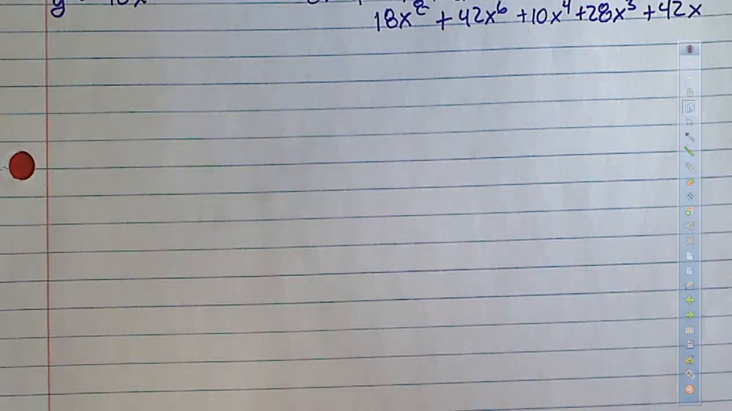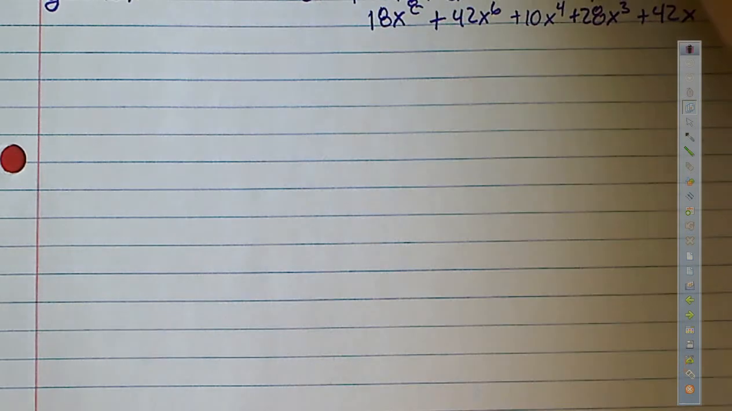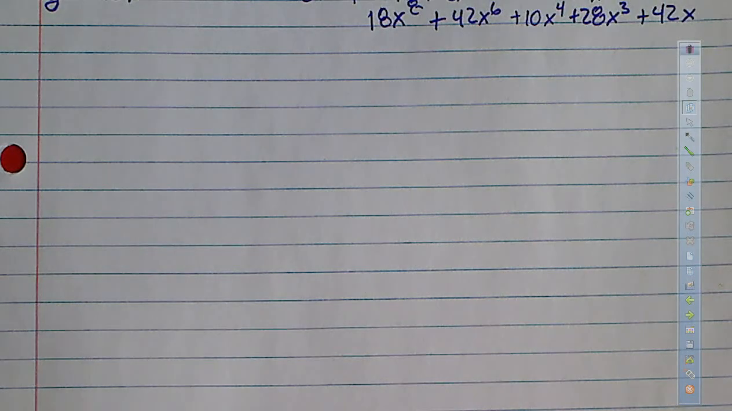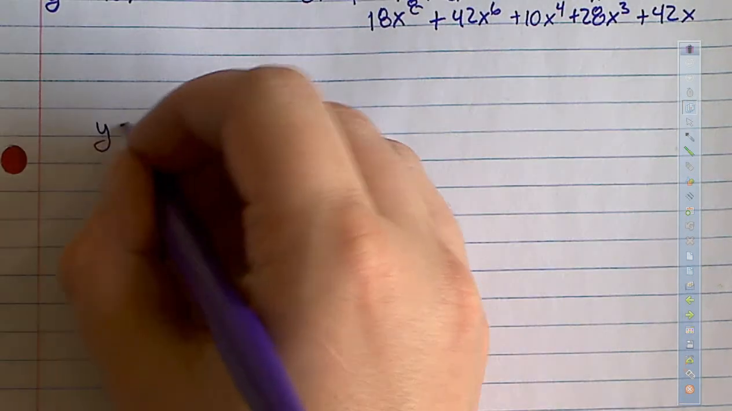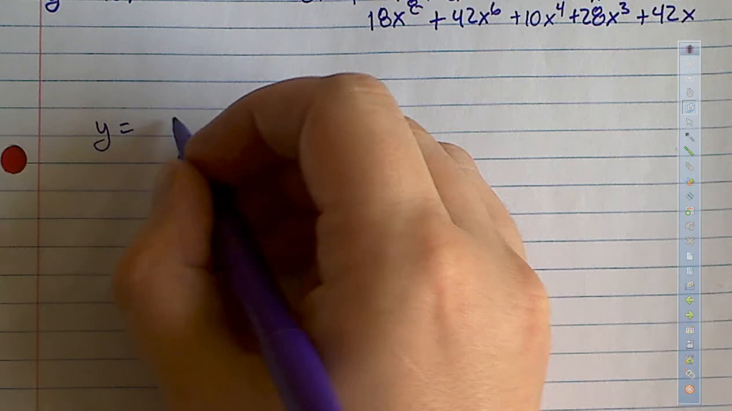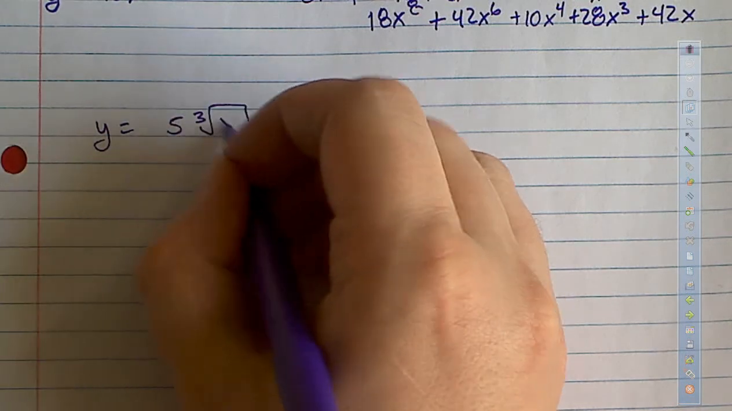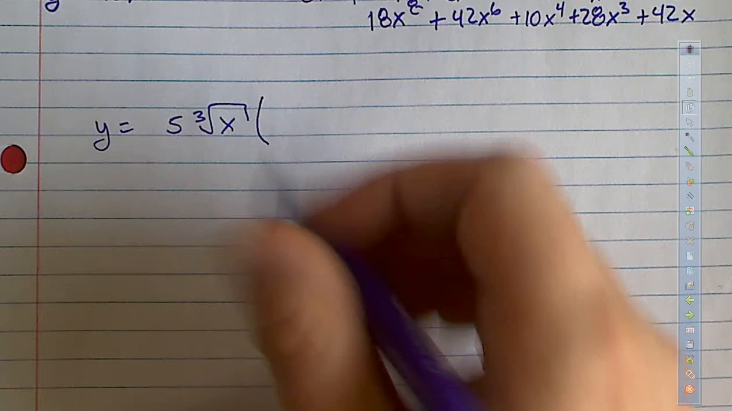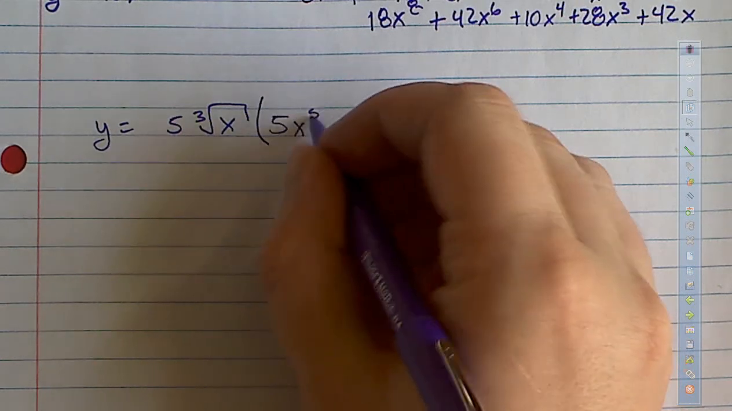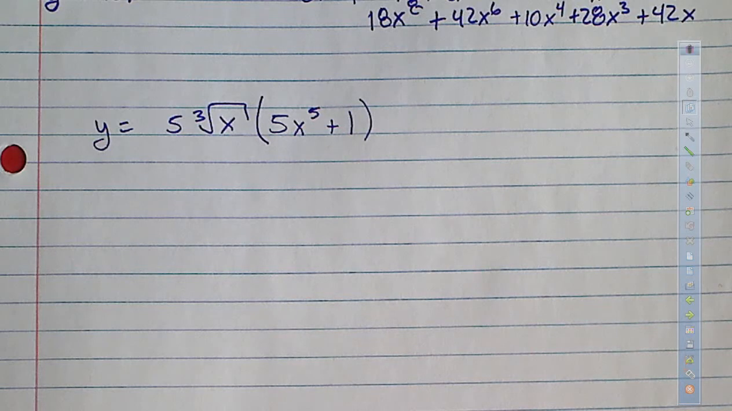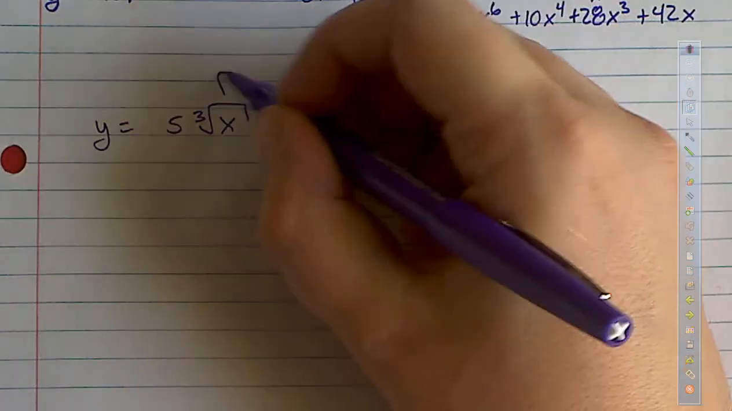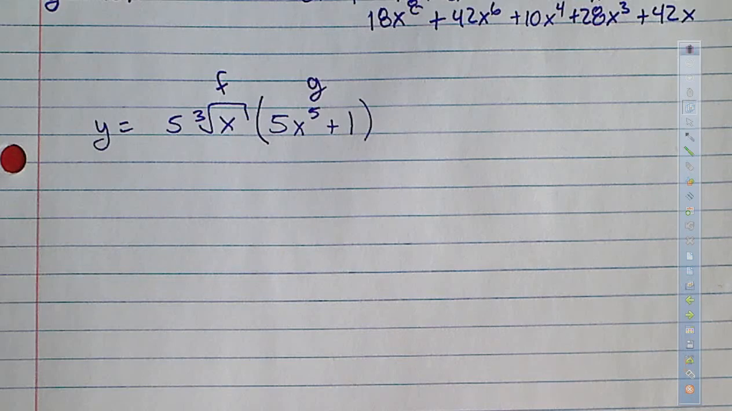Okay. So let's throw in what we learned on Friday about rational exponents into this. So let's say that we have a function here, y is equal to 5 times the cube root of x times, in parentheses, 5x to the fifth plus 1. Okay, so I've got function f on the left, function g on the right. And again, it doesn't matter, you can flip-flop those if you want to. The first thing I'm going to do is find out what f prime is, and then I'm going to find out what g prime is.